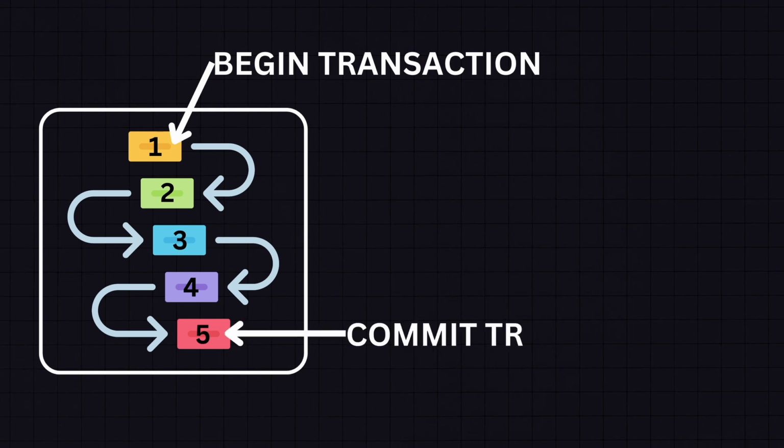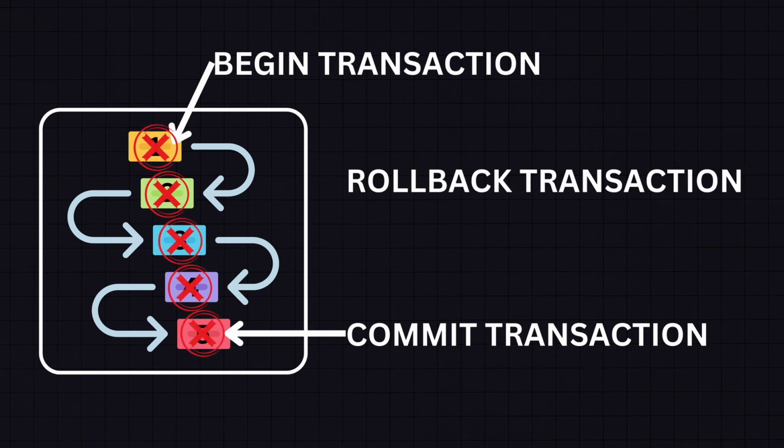Next, we can commit the transaction, which will save all the changes made during the transaction to the database. And in case one step of the transaction failed, we can do a rollback that will revert all the changes made during the transaction and return the database to its state at the beginning of the transaction.